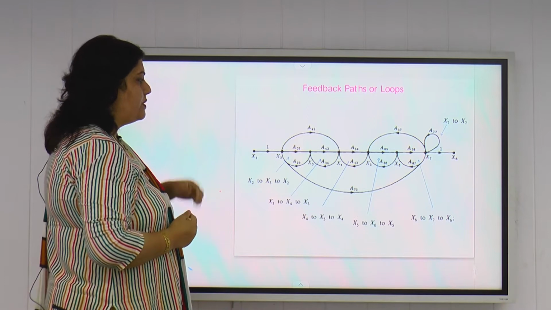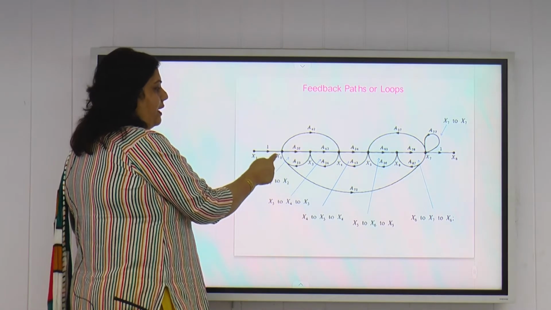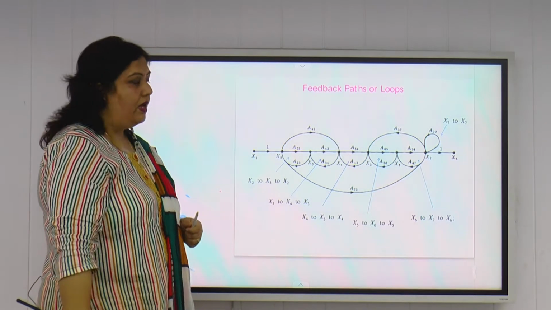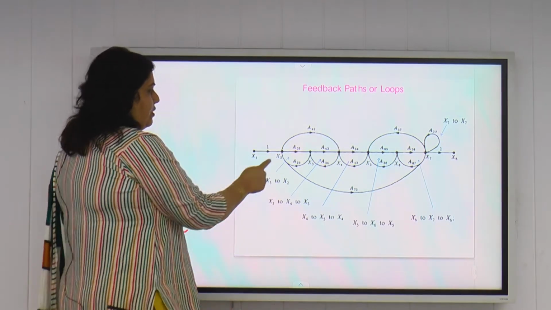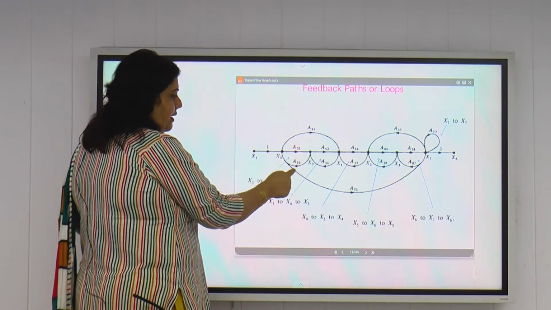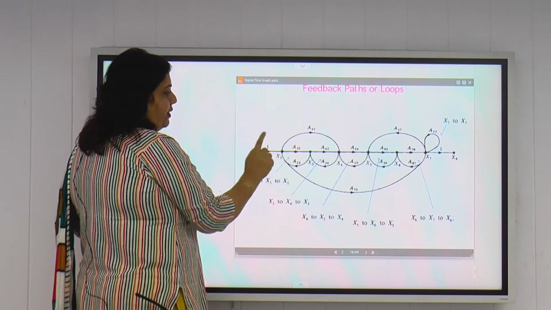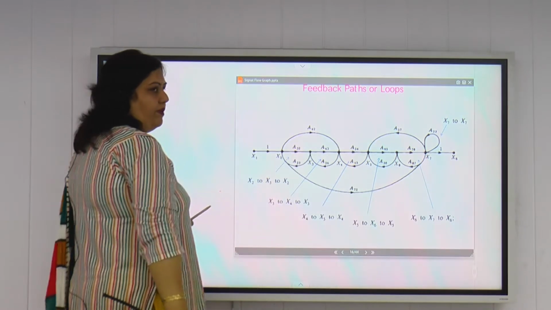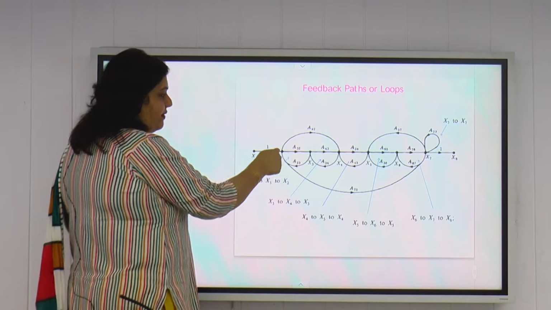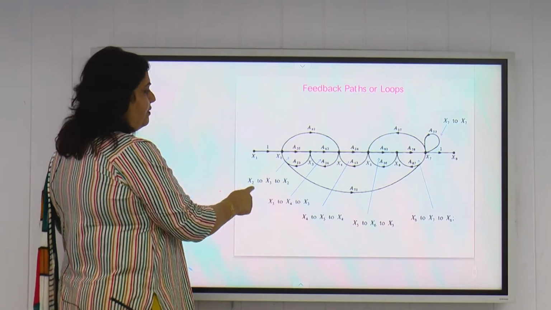Now we come to the loops. If we talk about loops, we start from a node, we come back again to that node and no other node should be encountered more than once in the way. So the first loop here is when we start from X2, we go to X3 and then we come back again to X2. This is the first loop having the gain A32 into A23. A32 is the forward path gain of this loop and A23 is the feedback path gain of this loop as shown by the arrows. So this is the first loop.